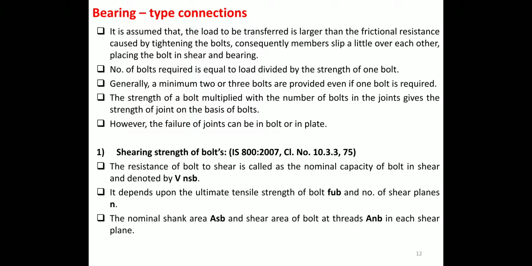It depends upon the ultimate strength of the bolt, that is f_ub, and the number of shear planes, that is n. The nominal shank area is designated by A_sb, and the shear area of bolt is considered only in the threaded section, that is A_nb, in each shear plane.